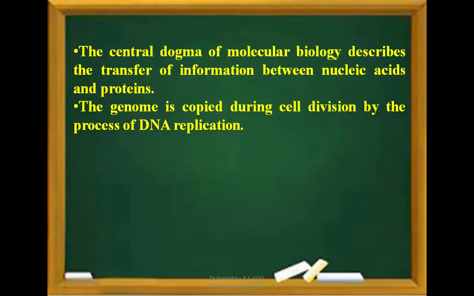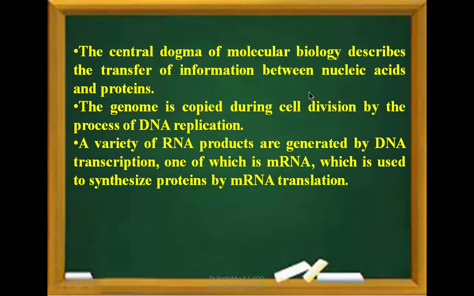I hope you understood about the Central Dogma. Further, to mention about the Central Dogma, it describes the transfer of information between the nucleic acids and proteins, right? The genome is copied during cell division by the process of DNA replication in the presence of the DNA polymerase enzyme. A variety of RNA products are generated by DNA transcription, one of which is mRNA, which is used to synthesize proteins by mRNA translation.